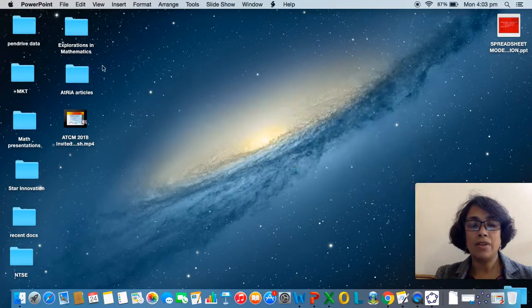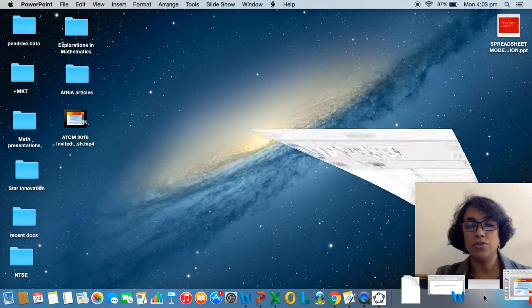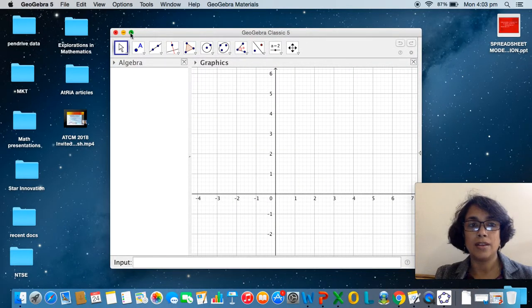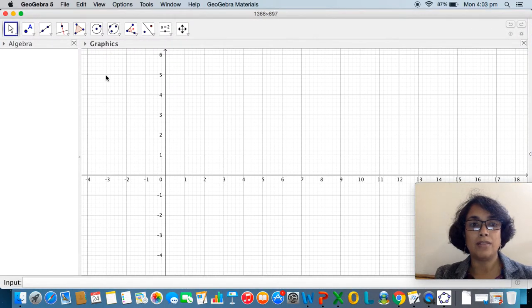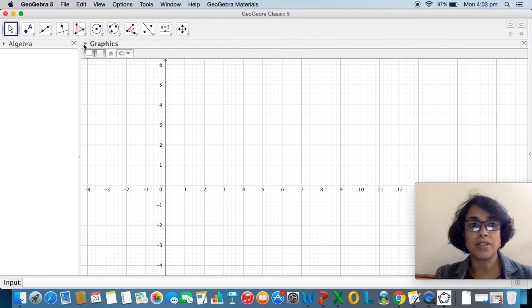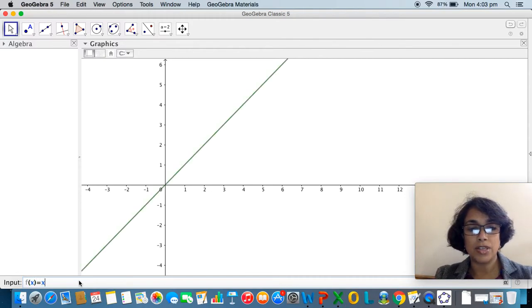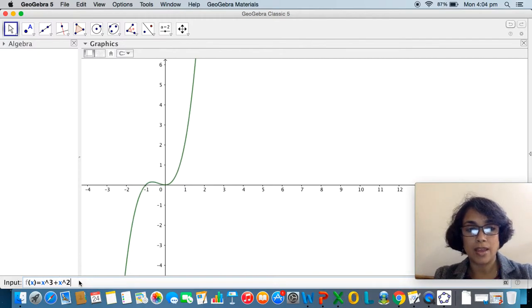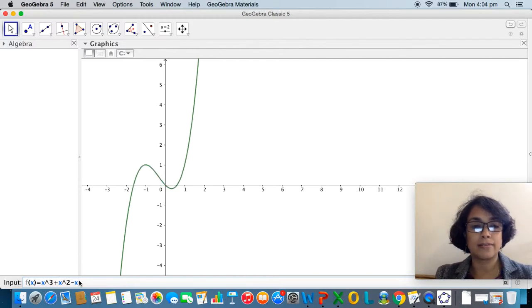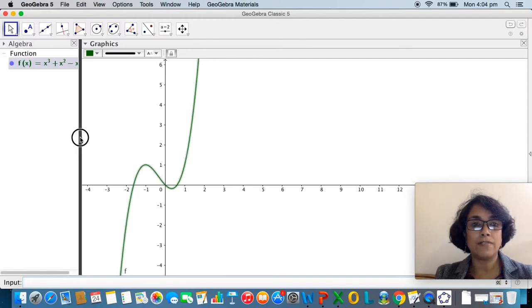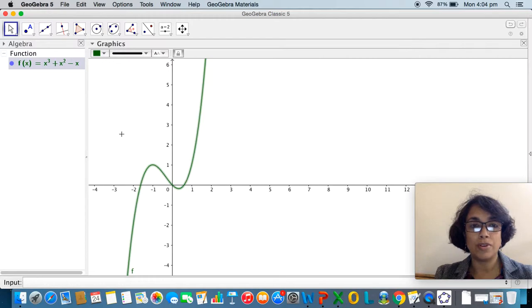So I will now take you to a GeoGebra screen, enlarge it, and let me remove the axes from the graphics view, the grid at the back, and I will input the function f of x in the input bar, which is x cubed plus x squared minus x. When we press enter, we see that the function has been entered in the algebra view.